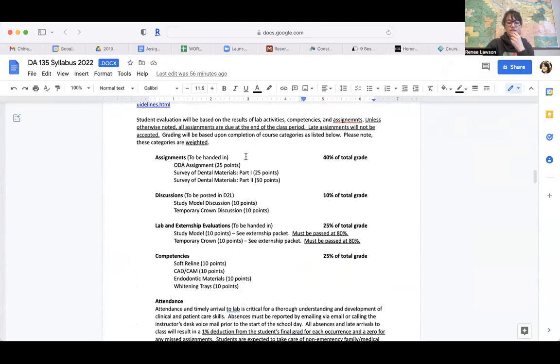You have assignments, which are things you're going to hand in. You have what I just discussed, which is called the ODA assignment. It's 50 points, a pretty big assignment. You also have 2 assignments that I call a survey of dental materials, a part 1 and part 2. All 3 of these assignments together are worth 40% of your total grade. So almost half of your grade is just these 3 larger assignments.